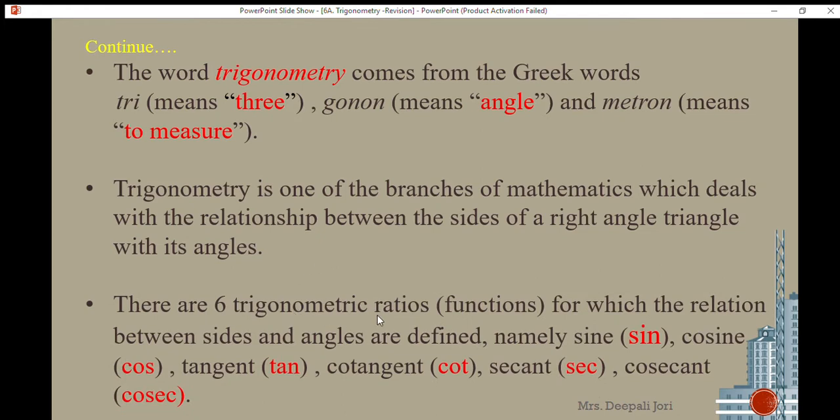There are 6 trigonometric ratios or 6 trigonometric functions we can say for which the relation between sides and angles are defined. The 6 trigonometric ratios are sine, cosine, tangent, cotangent, secant and cosecant. In short, we write them as I have mentioned them into the bracket, that is sine, cos, tan, cot, sec and cosec.